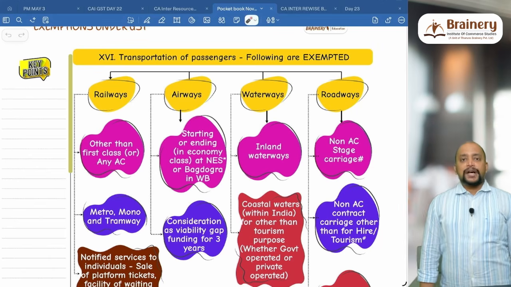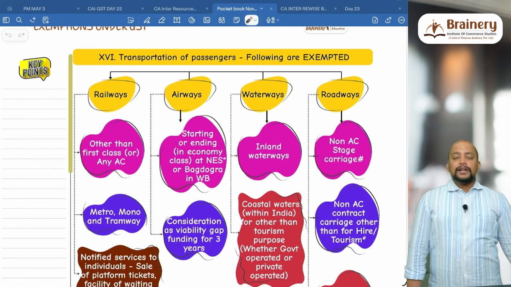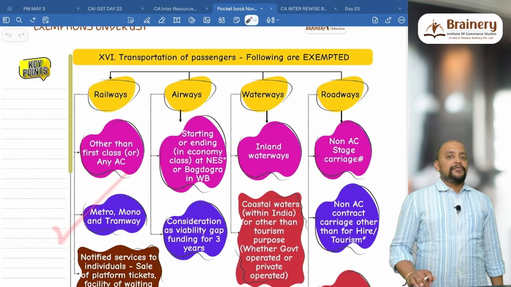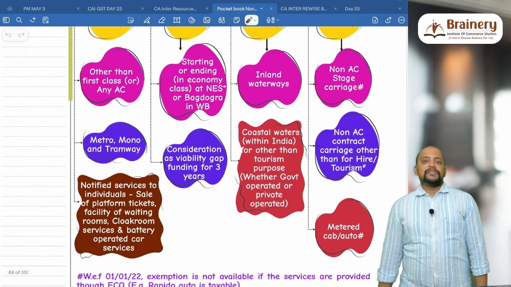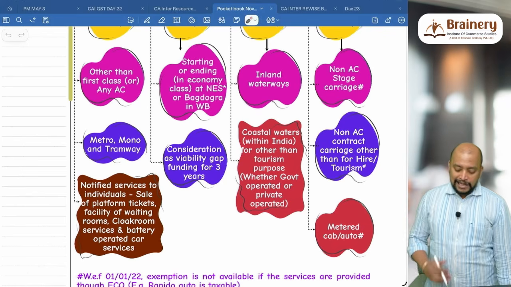In transportation of passengers, when it comes to railways, we have 3 exemptions. Number 1, other than first class or AC, then metro, mono or tramway, and services to individuals by way of platform tickets, clockroom charges, waiting hall charges, and battery operated car services.